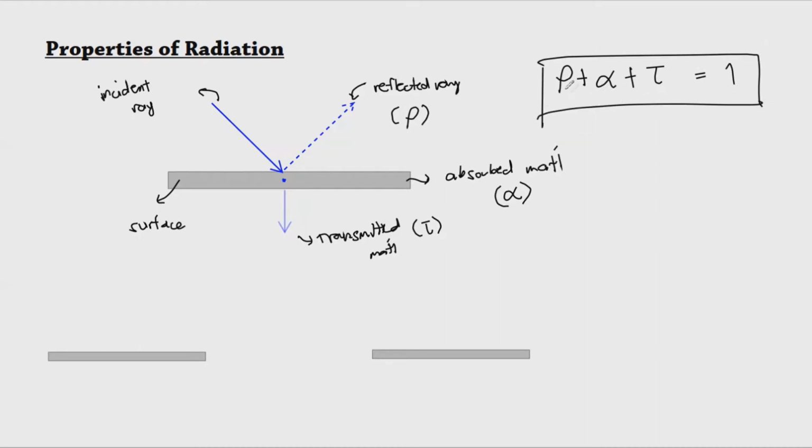radiation. So if you have the reflectivity plus the absorptivity plus the transmittivity, that should equal 1. In a way that if you have the incident ray here, that would equal all of the rays that we have here.